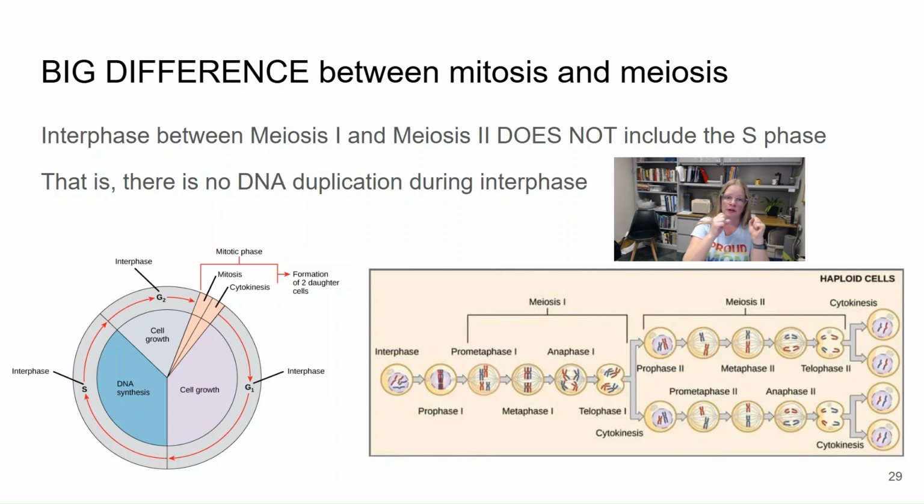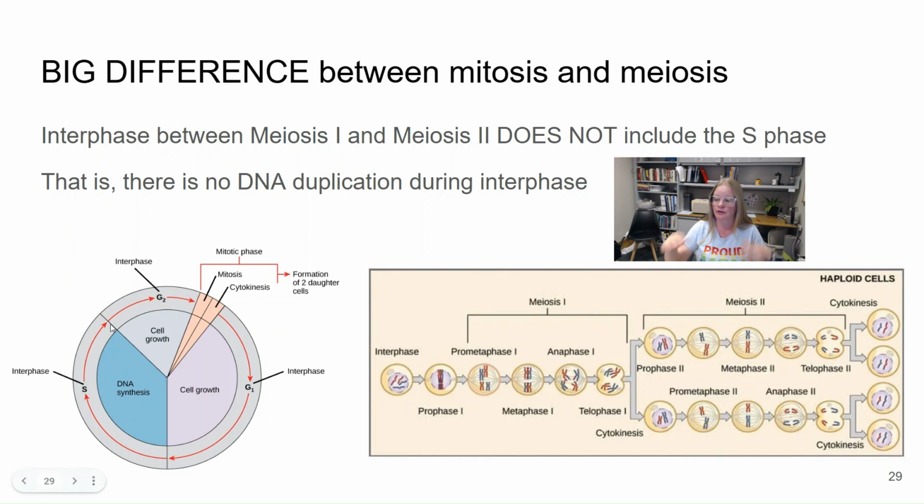Now, during mitosis, we would enter the cell cycle again, and we would go through the G1 phase, the S phase, and the G2 phase. In meiosis, the point of this process is to take that diploid cell and turn it into haploid cells. If we do this DNA synthesis, this S phase, during the interphase of meiosis 1 and meiosis 2, that would defeat the whole purpose of having our genetic material. So we're going to shut down S phase. So no DNA duplication during interphase between meiosis 1 and meiosis 2.